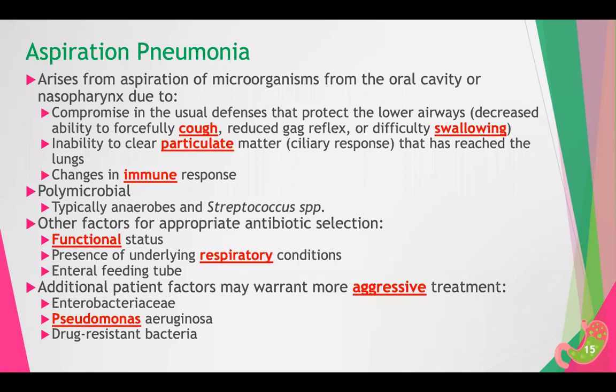And then there's also those changes in immune response, and all these things can contribute to the development of aspiration pneumonia. It's typically polymicrobial, but there are other factors that we do have to take into account for appropriate antibiotic selection. So we have to take into account functional status of the individual. Is there a presence of underlying respiratory conditions, or do they have an enteral feeding tube? Because these additional patient factors might warrant more aggressive treatments, because they might be more likely to experience pneumonia due to other bacteria outside of the anaerobes or streptococcus, like Pseudomonas or other drug-resistant bacteria.